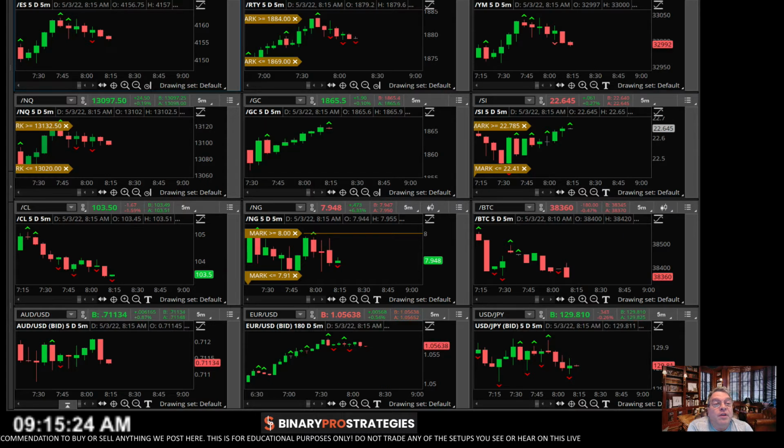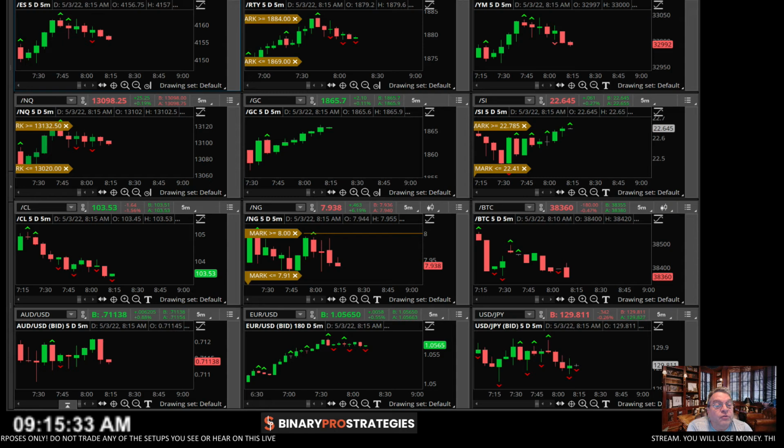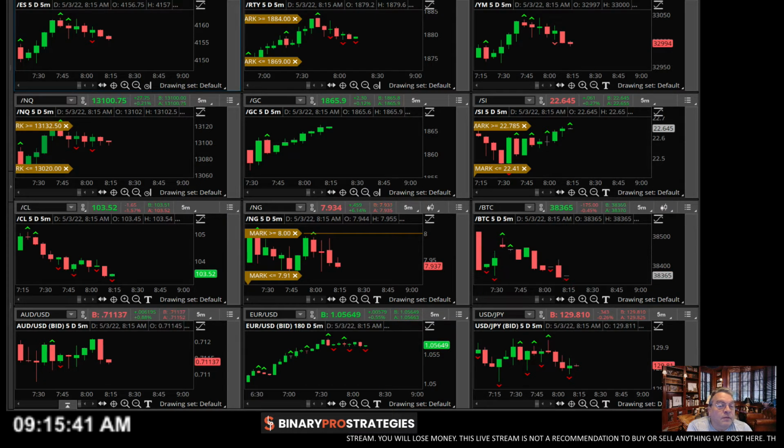So this is going to be one of the patterns we call PAP, P-A-P, in our core package. It is now getting a short on the US yen. Entry 129.83. Good premium on the high 30s.